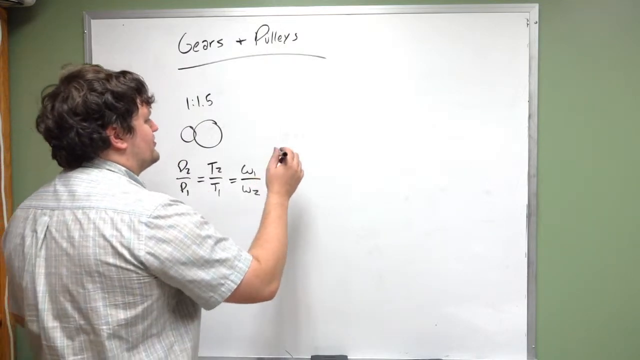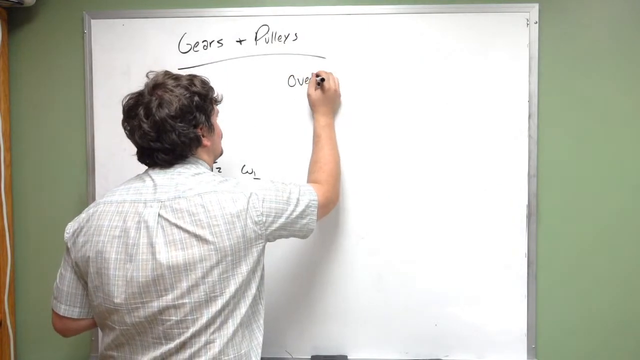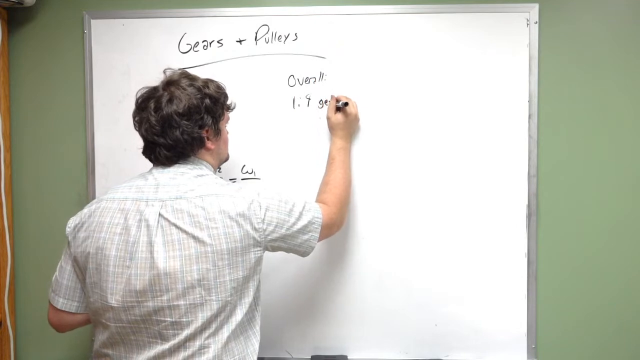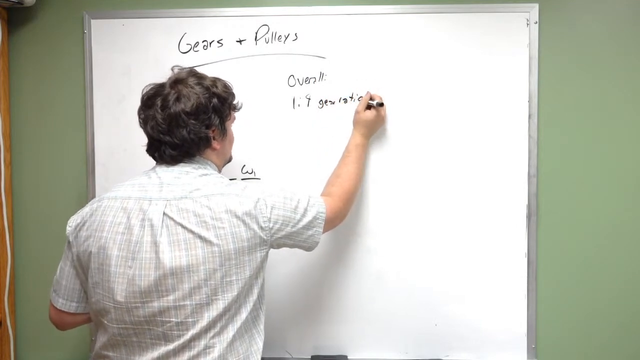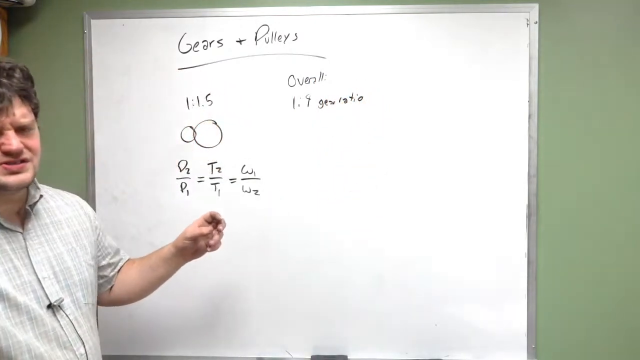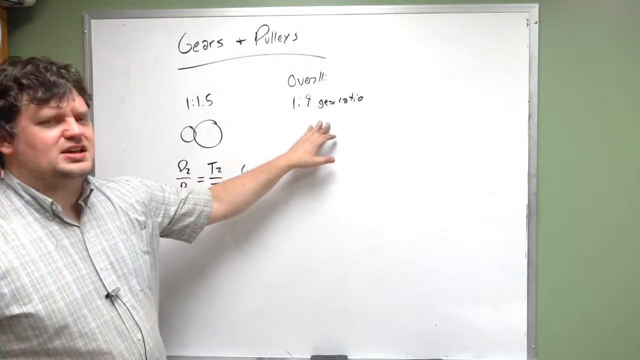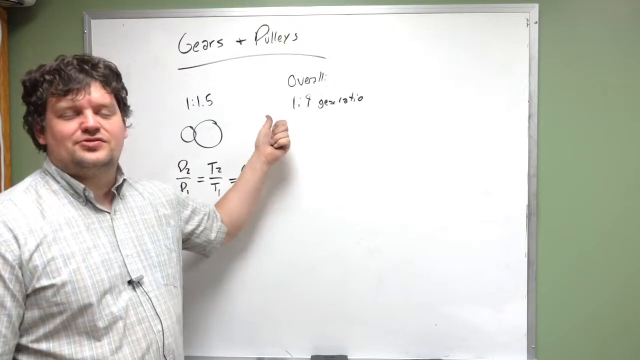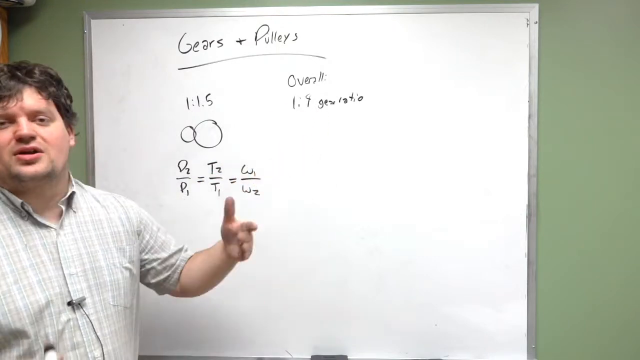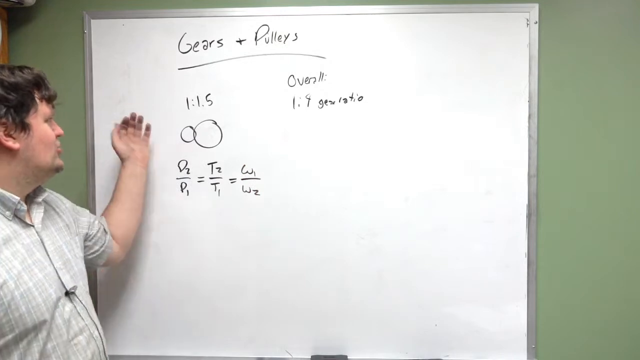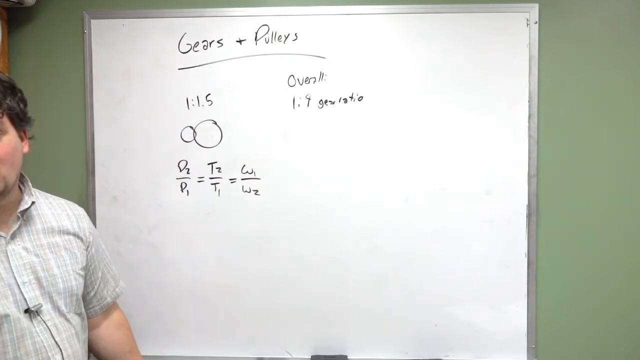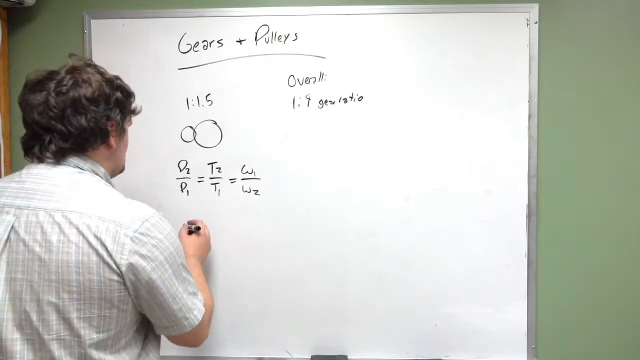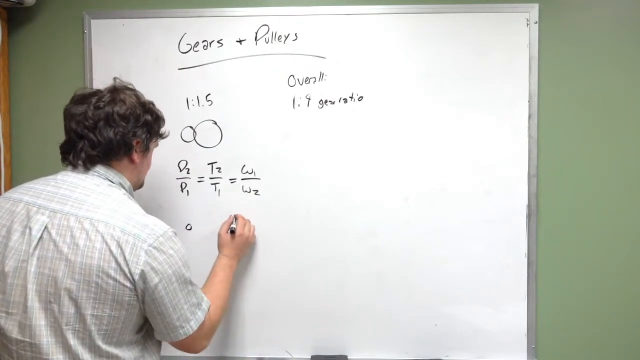But what we want for our overall system is a 1 to 9 gear ratio. Okay, we want our system to rotate, maybe it's our vehicle axle, to rotate 9 times for every 1 rotation of our power source. Okay, well, a 1 to 1.5 ratio isn't going to pull it. This is puny. So let's do a 1 to 9 ratio.